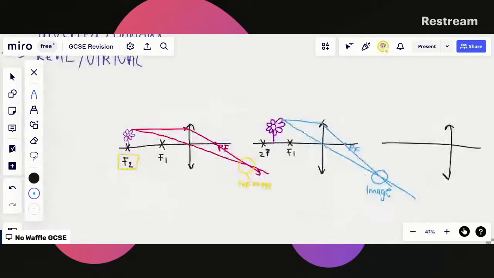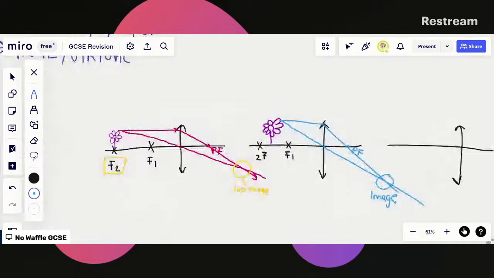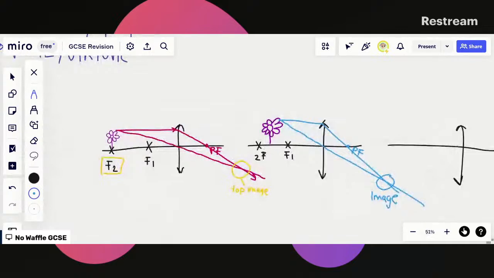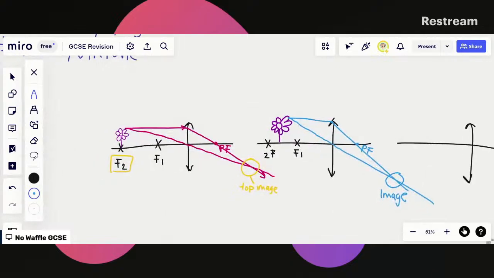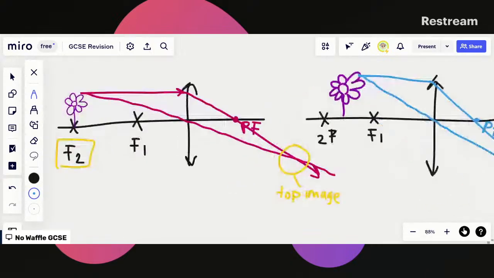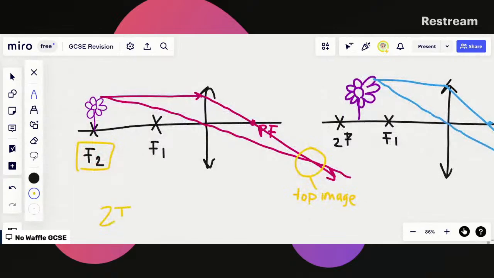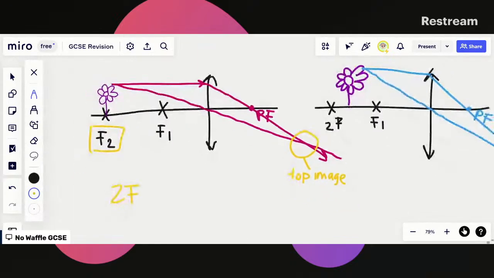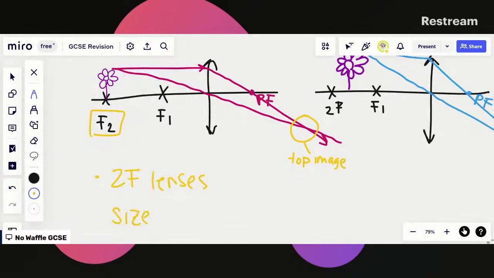Now, although it's not easily shown because these diagrams are not to scale, the difference between the two focal lengths and the one focal length would be that with the two focal lengths, the image produced will be real, inverted, and the same size. So when something is two focal lengths away, that just means that the size of the image is going to be the exact same size as the real thing.